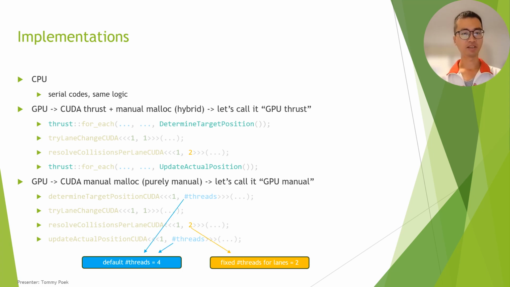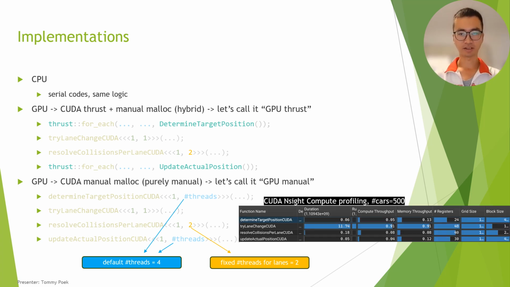And as you can see, for the lane that is threadable, because we have only two lanes here in our model, I'm going to just thread with a fixed number of threads set to 2. And then for the other two functions that are threadable by cars, we have a flexible number of threads. But at the initial implementation, I'm going to set the default number of threads to 4.